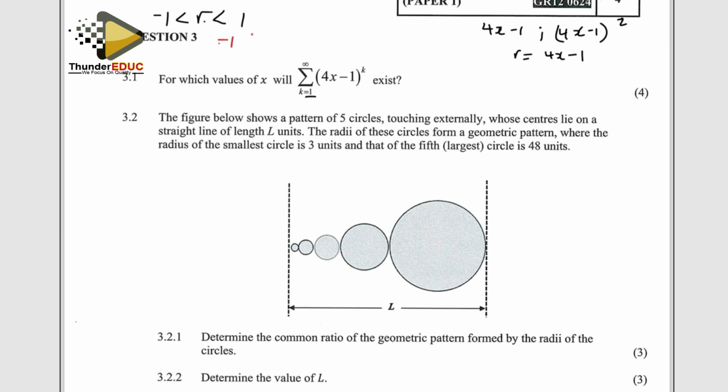So replace r with that. Negative 1 is less than 4x minus 1, which is less than 1. Try to solve this. Move that, transpose. 0 is less than 4x, which is less than 2. Divide both sides by 4, which means 0 is less than x, which is less than a half.